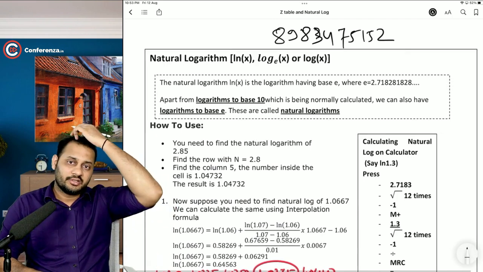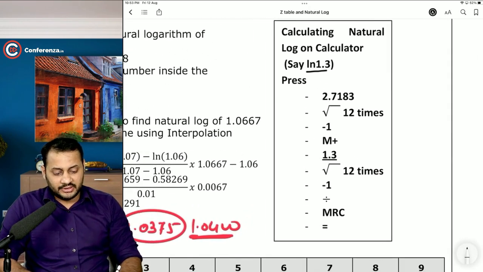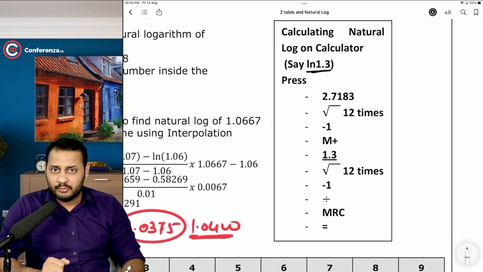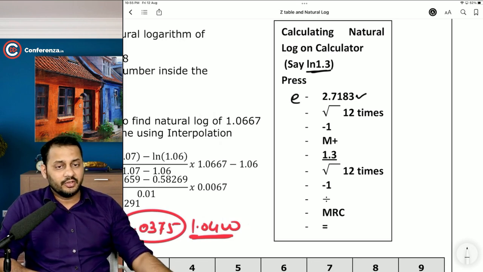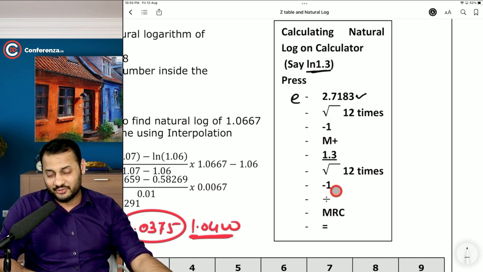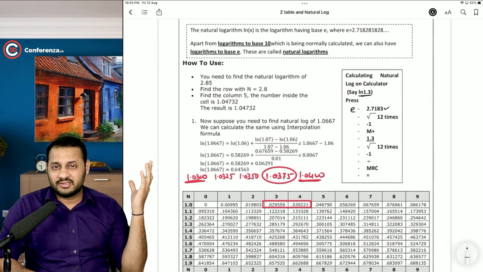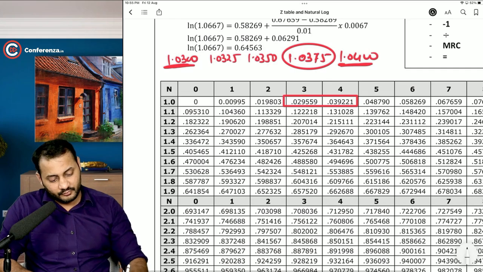Okay, so this is a natural logarithm table. There is a way to calculate natural logarithm on the calculator as well. Have a look. Natural log of 1.3. If we have to calculate natural log of 1.3, what should be the calculator steps? Put 2.7183, this is the value of e. Press square root 12 times, then -1, press M plus, then 1.3, the thing in the natural log. Then press the square root button 12 times, -1, then multiply, divided by MRC and equal to. This will give you the exact value if you want to calculate that. But instead of remembering this much and giving yourself a headache, it's good to go for the table values.